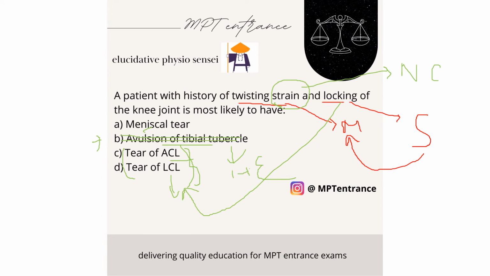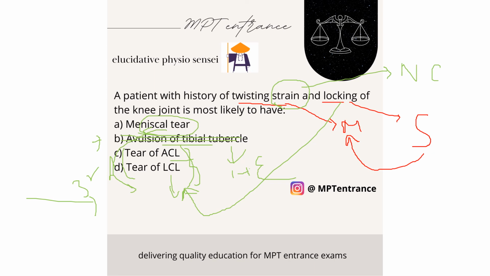These ligaments don't lock the knee joint, and they don't hamper the knee kinematics when they get avulsed or torn out. I'm talking about even the highest grade of a tear, a third degree tear, in which the whole ligament is torn out. They are not going to hamper the kinematics in which the femur is going over the tibia or the tibia is going over the femur. Whereas if a meniscus is torn, it is going to act as a wedge in between the femur and the tibia.